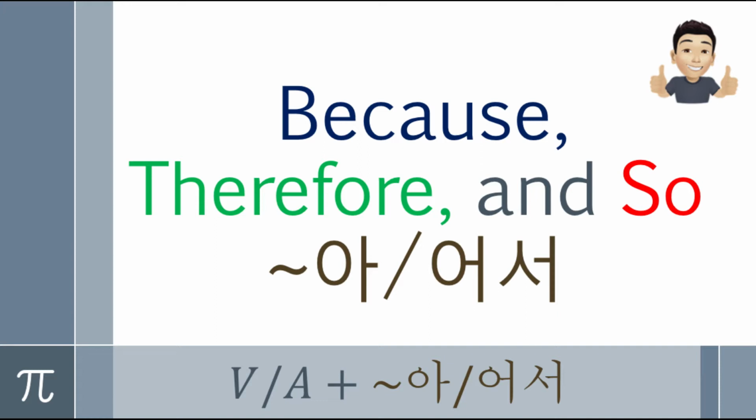Because, therefore, and so in Korean. The formula we have is 아/어서 or 해서. We'd also like to remind you that this lesson is for intermediate learners na. So if you're still not comfortable with conjugation, I suggest you study conjugation first.